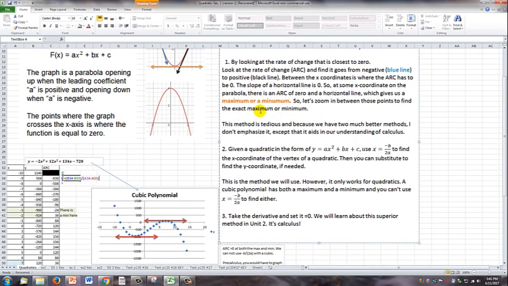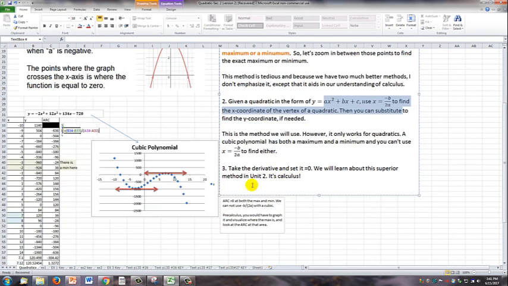That's not my preferred method. I would use the -b/2a method for quadratics. We will deal with cubics in the future chapter.